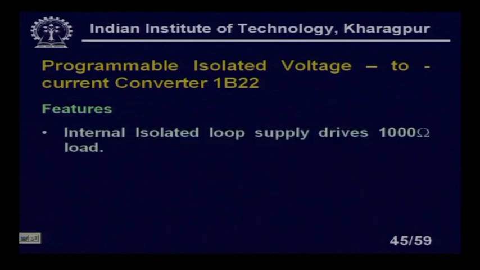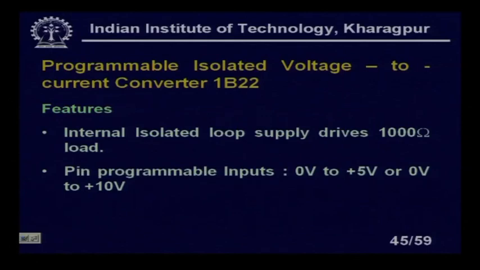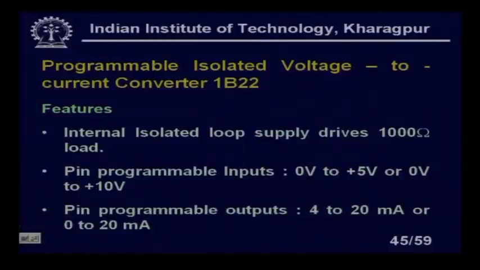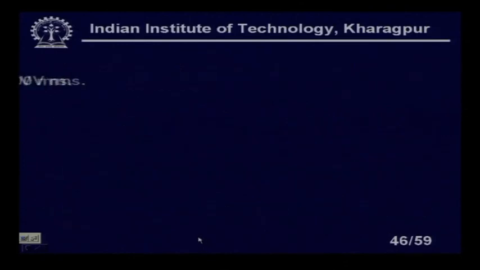Features: internal isolated loop supply drives a 1000 ohm load. So, it has a large load that can be supplied. Pin programmable inputs, I can have 0 to 5 volt or 0 to 10 volt input. Usually in industries, you will find either 0 to 5 volt or 0 to 10 volt. Output I can have either 0 to 20 or 4 to 20 milliampere. So, pin programmable inputs and pin programmable outputs, 4 to 20 milliampere or 0 to 20 milliampere.